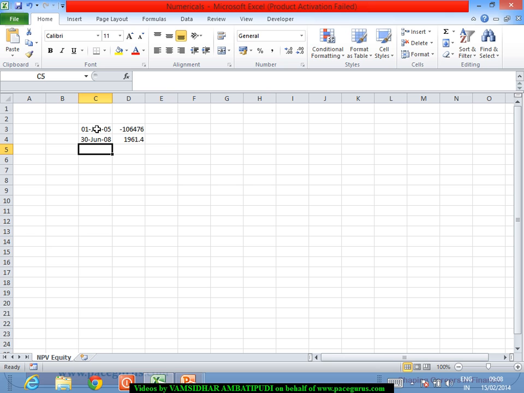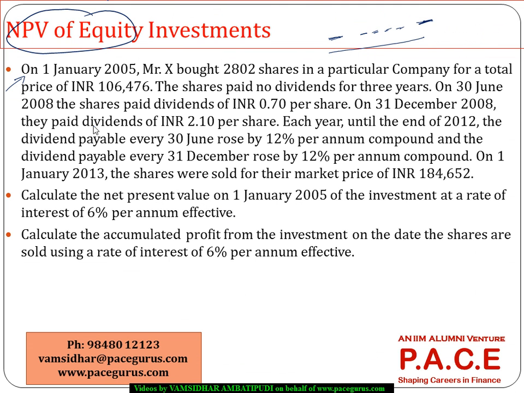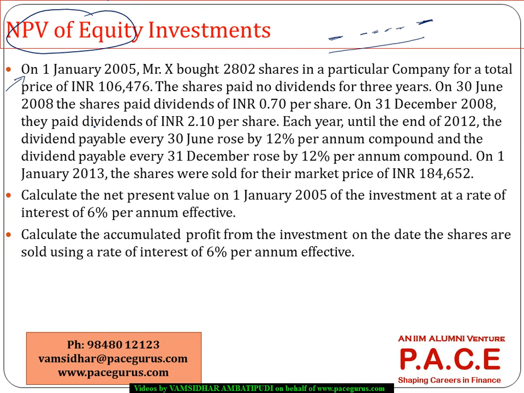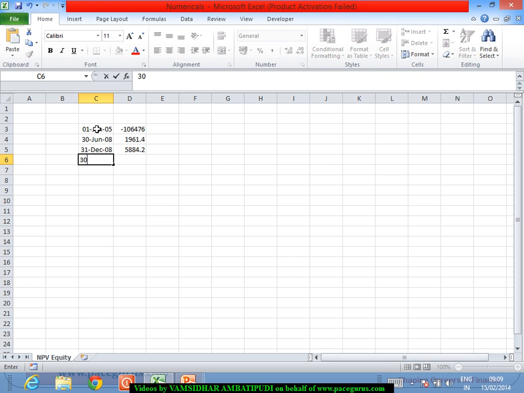So almost 1,961 rupees came in the form of dividend on 30th June, whereas on 31st December 2008, the same thing was 2.1 rupees per share. So 2.1 multiplied by 2802. So this was the dividend on 31st December. Each year until the end of 2012, the dividend payable every 30th June, so probably 30th June 2009, this number was increased by 12%. So this was the number.